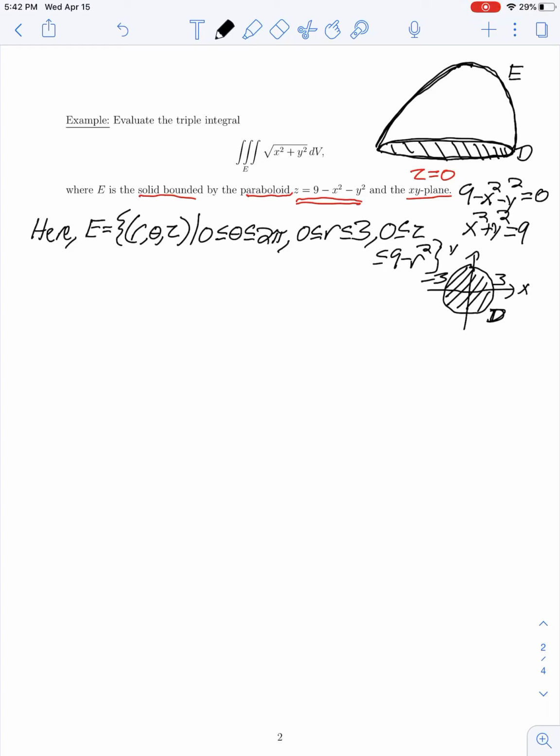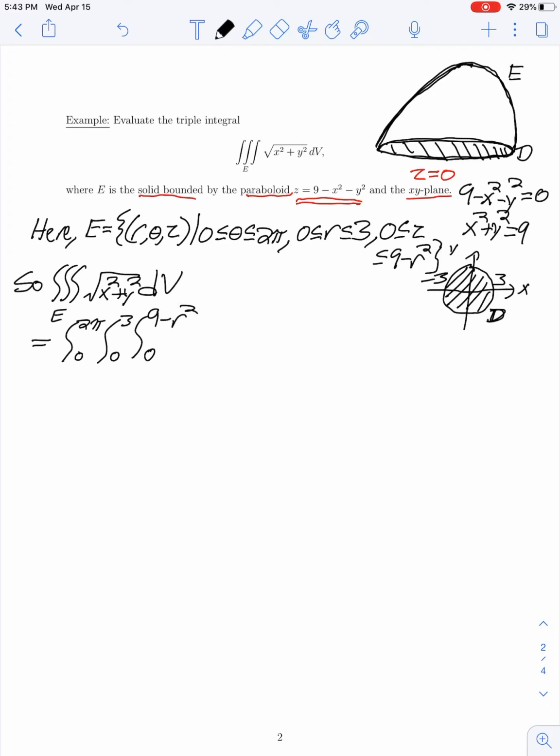cylindrical coordinates. So let's see if we could set up our iterated integral from here. So here, the integral over E of the square root of x squared plus y squared dv can be expressed as an iterated integral, where theta goes from 0 to 2 pi, r goes from 0 to 3, and z goes from 0 to 9 minus r squared.